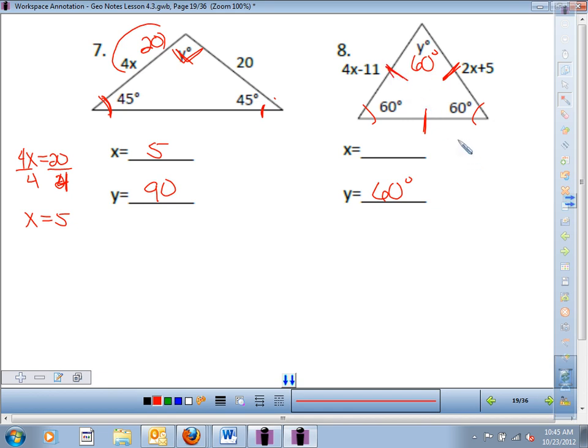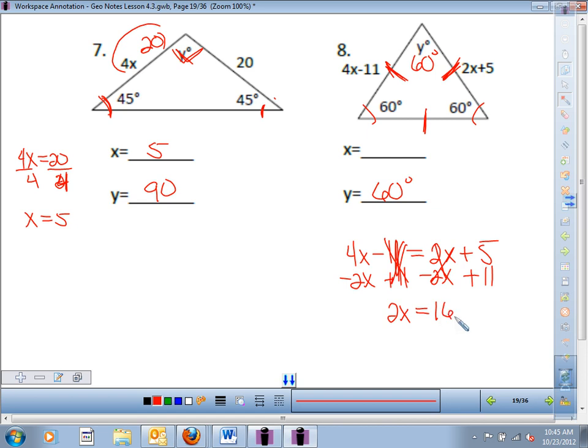Back in the day, for chapter 3 and chapter 2, we were always looking: are they equal, are they 90, are they 180? Well, in this case, these guys are going to be equal. So our equation to solve for x would be 4x minus 11 equals 2x plus 12. You can pause it and solve it if you want, but when we solve that, I'm going to add 11 and subtract 2x, so then we have 2x equals 16. We divide by 2, and x is 8.